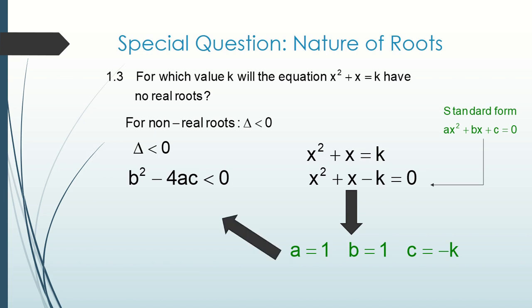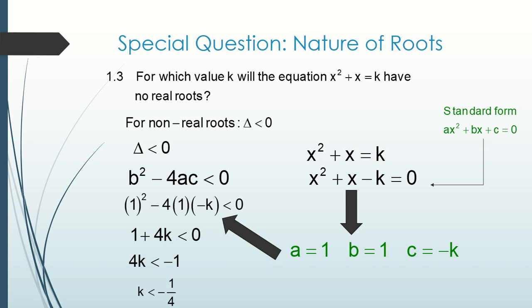Now we substitute in the discriminant so that we get 1 squared minus 4 times 1 times minus k less than 0. So 1 squared is 1, minus 4 times 1 is minus 4, times negative k is positive 4k, and we simplify, we transpose 1, it becomes minus 1, we divide by 4, so k should be less than minus 1 over 4. So that is how you approach this question.